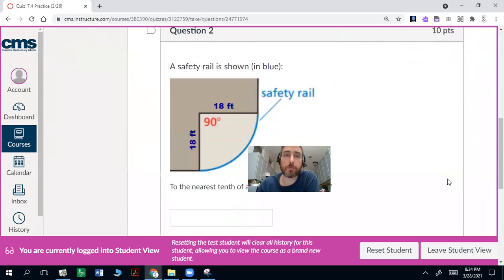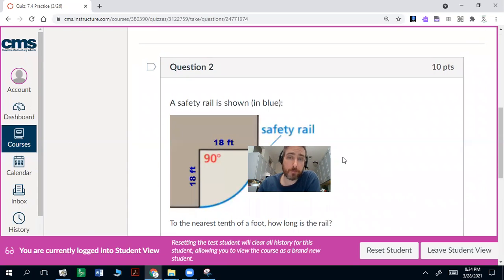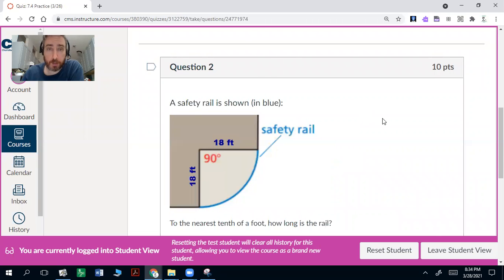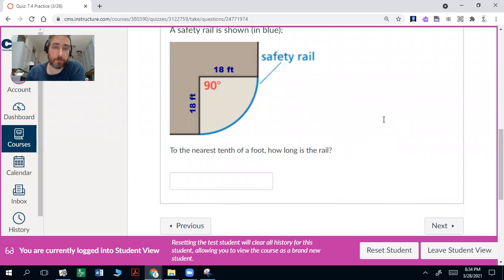Question 2. This is the one I had to update. A safety rail is shown in blue. To the nearest tenth of a foot, how long is the rail? So the formula for length of an arc is going to be the degree over 360, just like area, but multiply it by the circumference. And the circumference can be written as 2 pi r or pi times d. So circumference is 2 pi r or pi times the diameter. They mean the same thing.